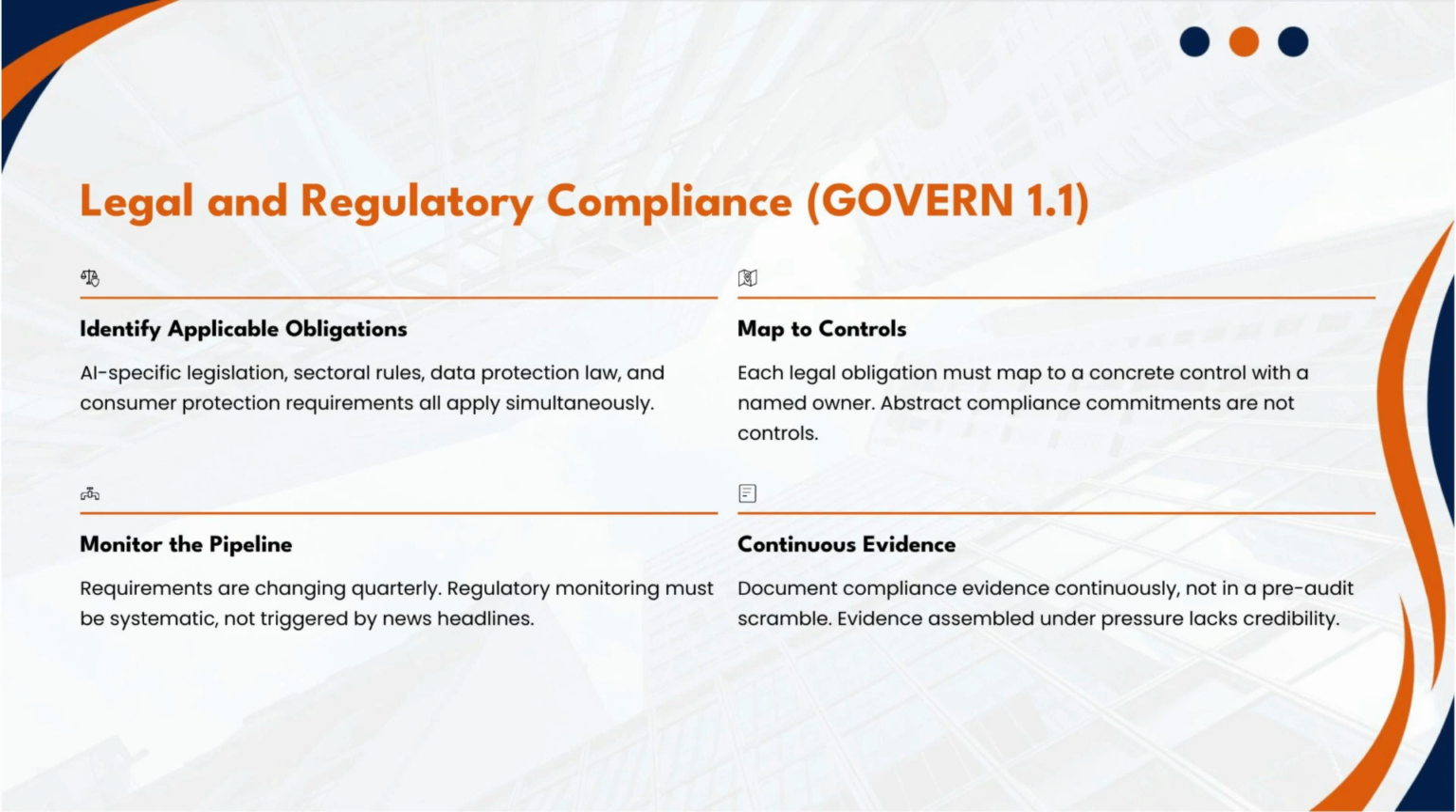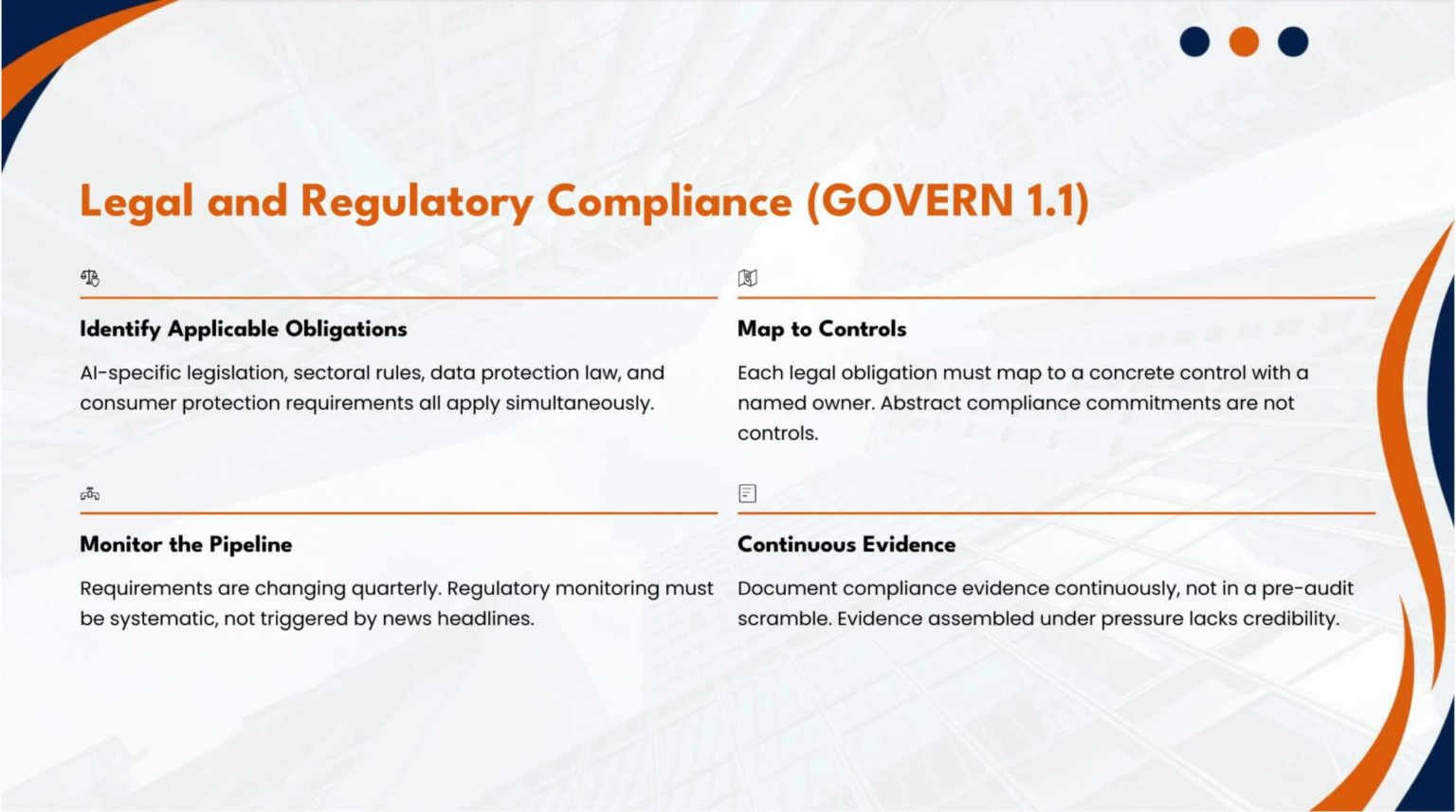Second, and this is the one people miss, existing law already applies to AI. You don't get a grace period. Anti-discrimination law applies to an AI hiring decision right now. Consumer protection law applies to an AI pricing decision right now. Data protection law applies today. Organizations wait for AI-specific regulation while breaching laws that already bind them.